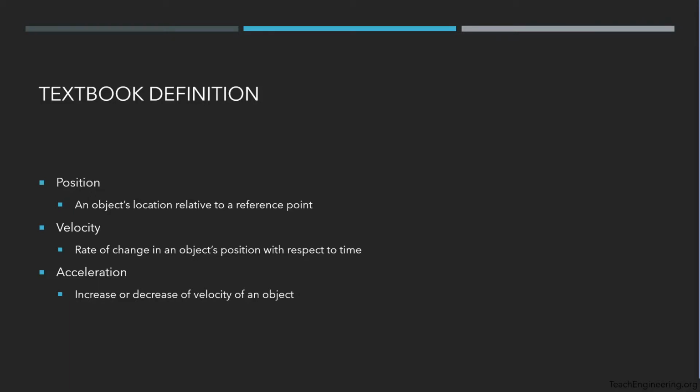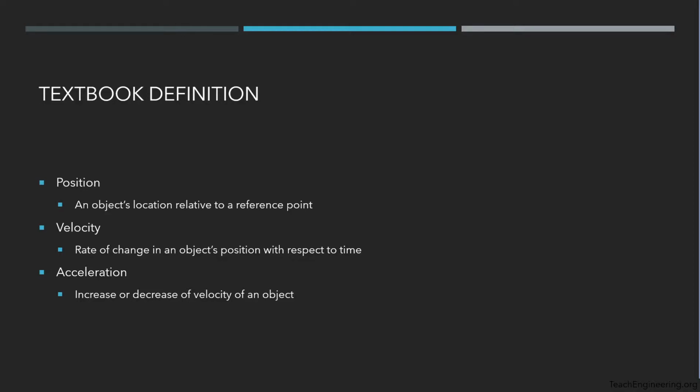Now, according to teachengineering.org, position is defined as an object's location relative to a reference point. That can be in the positive or negative direction. And the derivative of this would be the velocity, which is the rate of change in an object's position with respect to time. So if an object were to move a certain distance over a certain time, that would be the velocity.